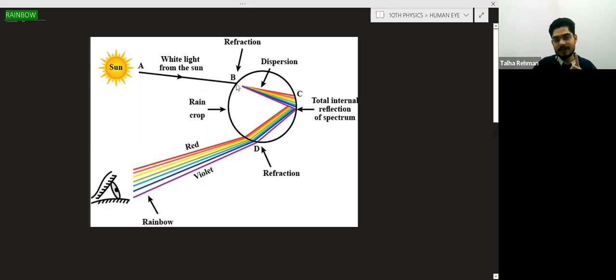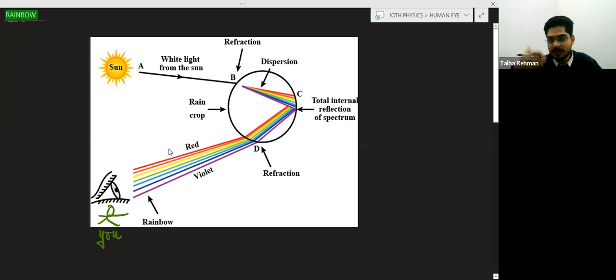Basically this is a white light. At this point B, there is a refraction, and due to that refraction there will be the dispersion of light. Dispersion means that this white light will be converted into the 7 colors: red, yellow, blue, green, all that you know. From here all these colors will be here, and at this point there will be the total internal reflection. From here these colors will be totally reflected from the inner surface of the droplet, and after the reflection, here again there will be the refraction. After that, suppose you are here, this is your eye, and you are able to see these colors in the sky or the atmosphere. So basically this is the basic fundamental of the rainbow.